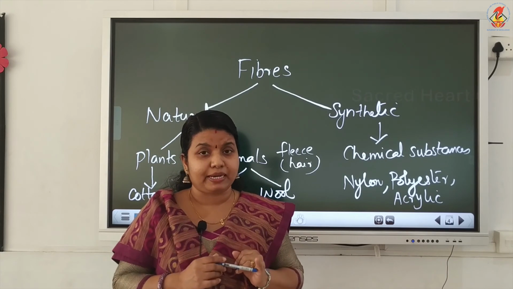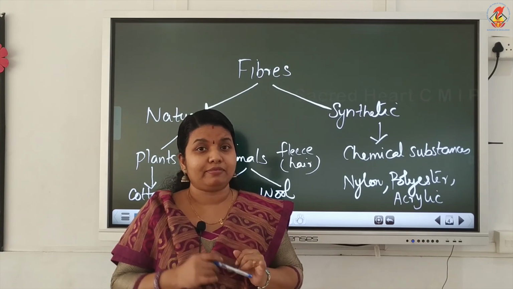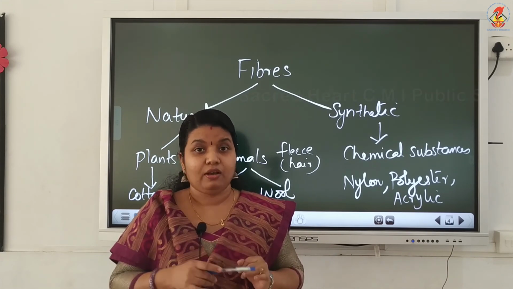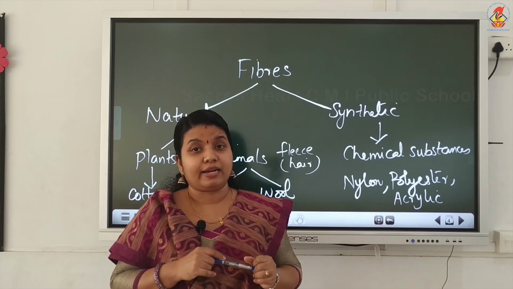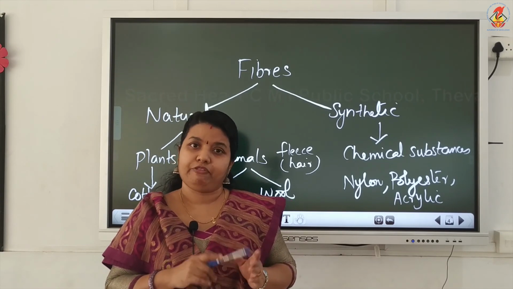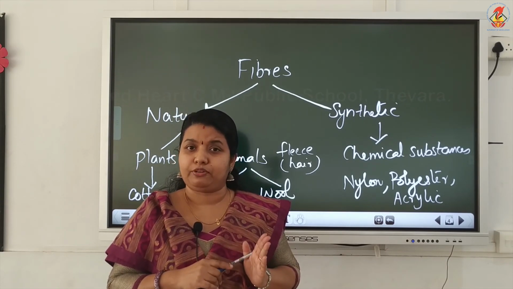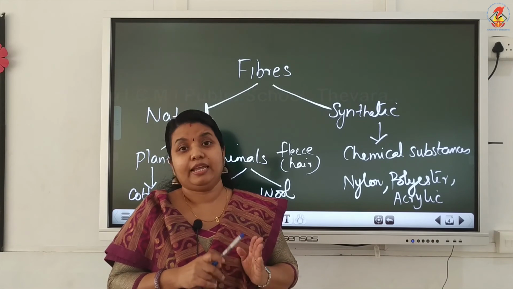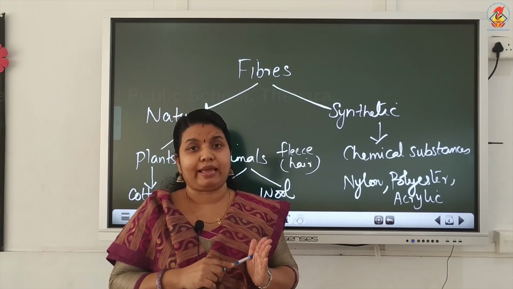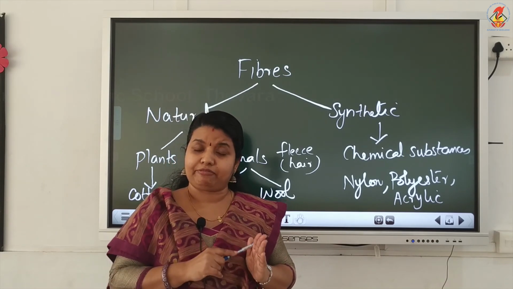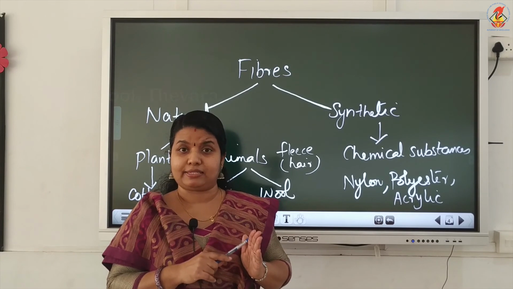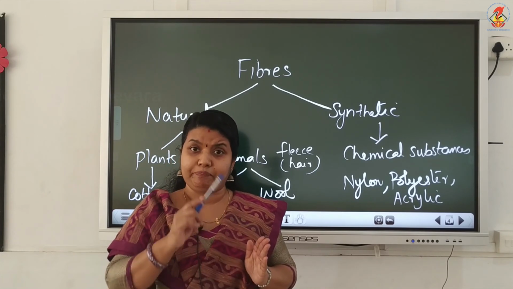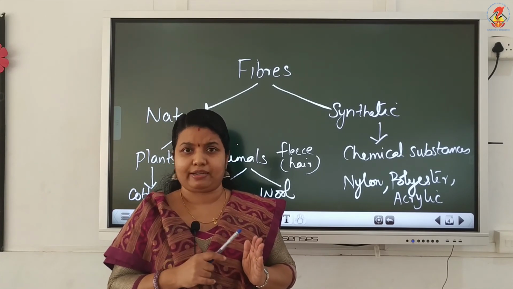So what are fabrics made up of? Fabrics are made up of threads known as yarns. What are these yarns made up of? Yarns are made up of fibers. Fibers are of two types, natural fibers and synthetic fibers. Natural fibers are obtained from plants and animals. The examples of fibers obtained from plants are cotton and jute. Both are obtained from cotton plant and jute plant respectively.